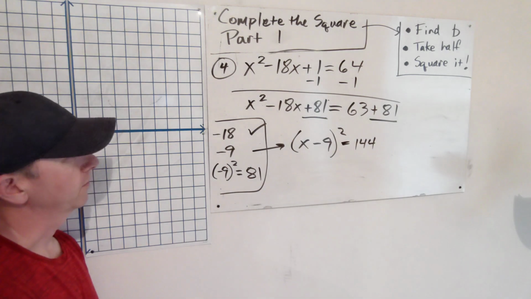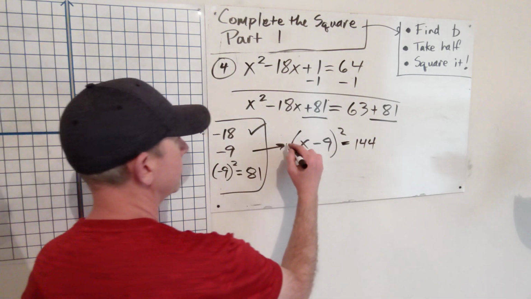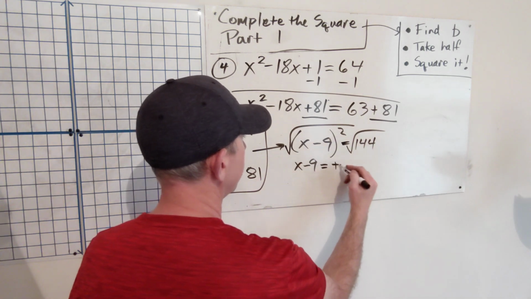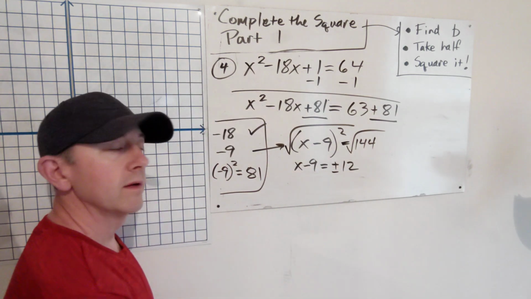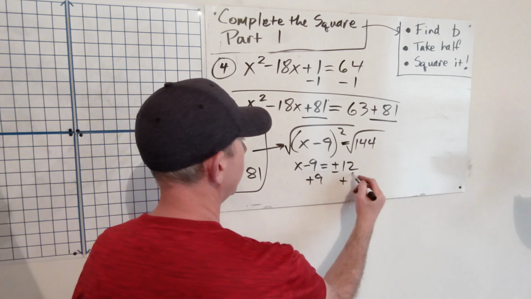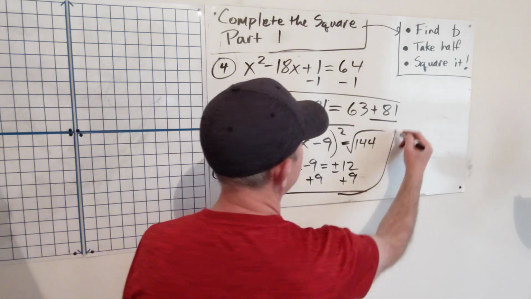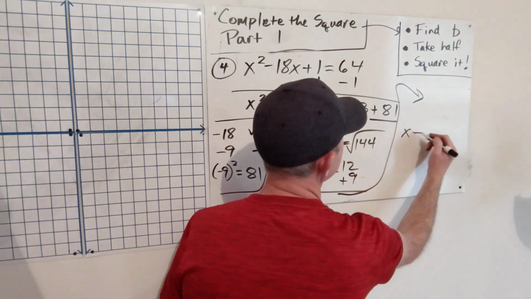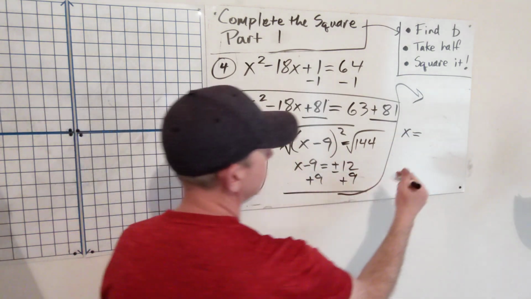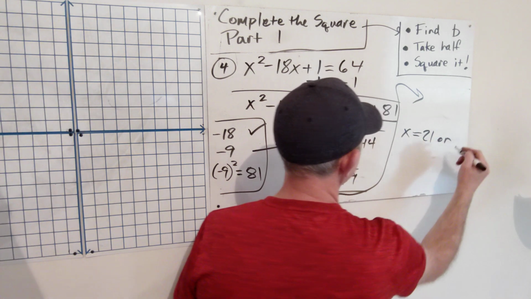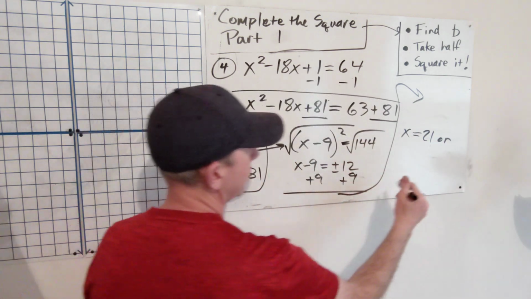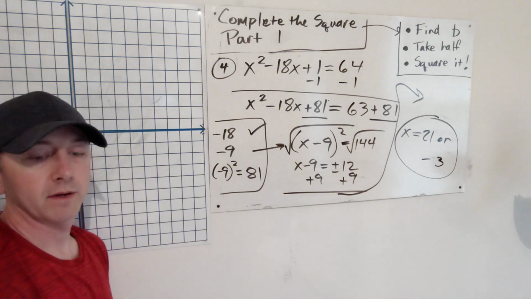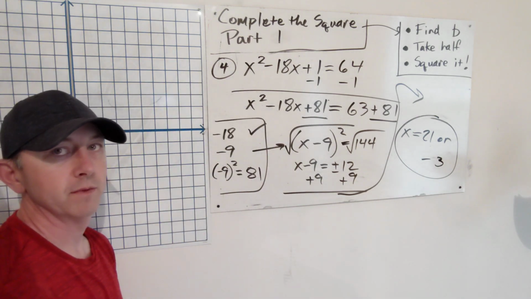Okay, so then we're back to the same process. To undo something squared, we take the square root. We get x minus 9 equals plus and minus 12. All right, we're going to add 9 to both sides. So I'm going to write my answers up over here. So I've got x equals positive 12 plus 9 is 21, or negative 12 plus 9 is negative 3. There you go. There are my 2 solutions on this one.